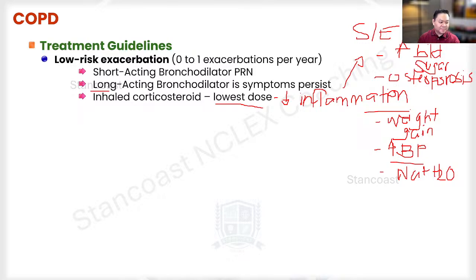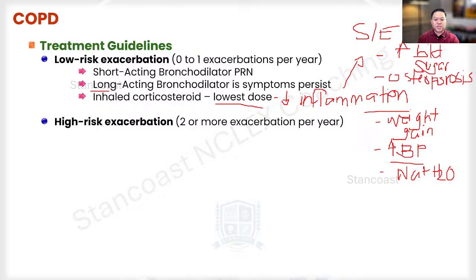All righty. I hope everyone is still with us. Now, we are going to talk about the high risk exacerbation of COPD. And so this is defined as having at least 2 or more exacerbations within a year. So, what would be included in the treatment for this patient?